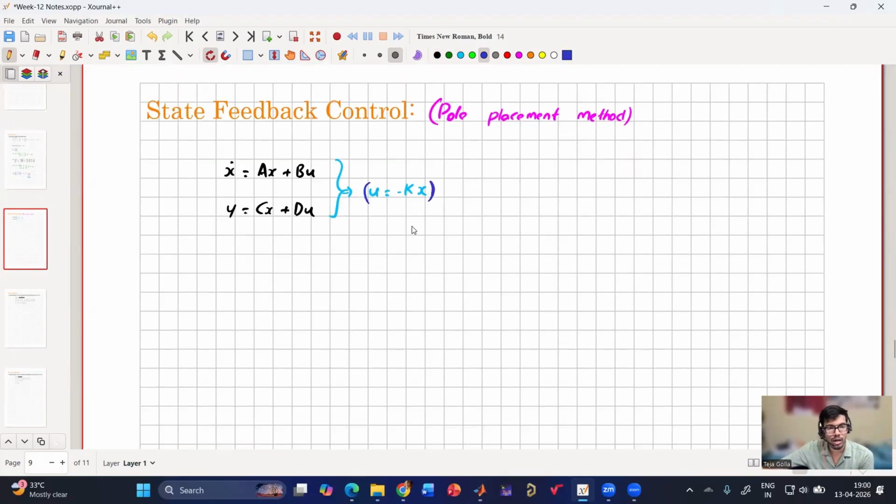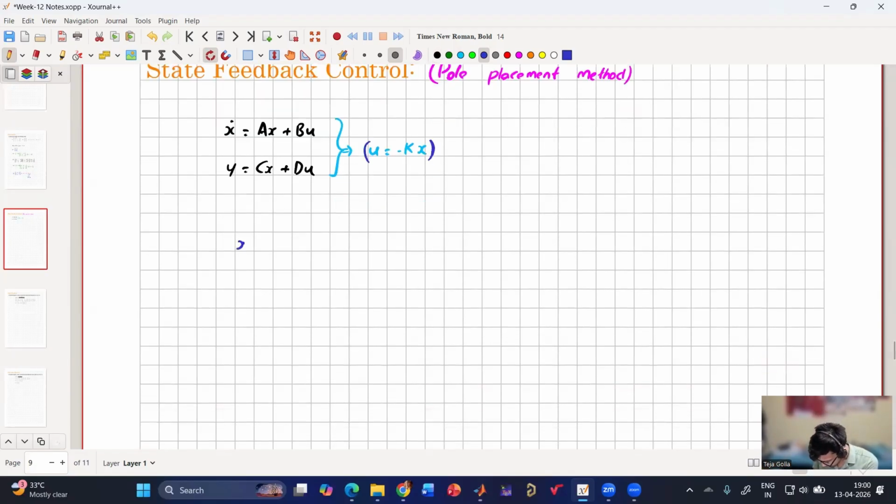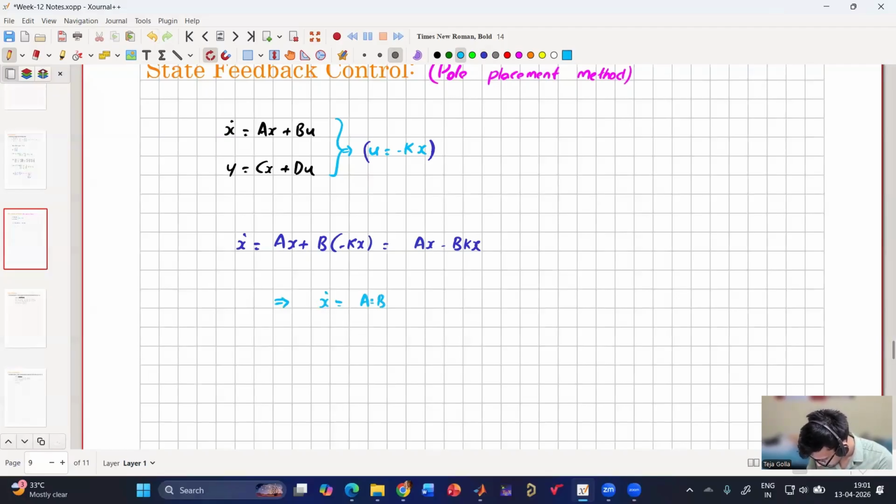Then we substitute and look at x dot. So x dot is Ax plus B times U, with U equal to minus Kx. So Ax minus BKx. Now if I calculate, I get x dot equals (A minus BK) times x. So this is my closed loop system, because U is a feedback.